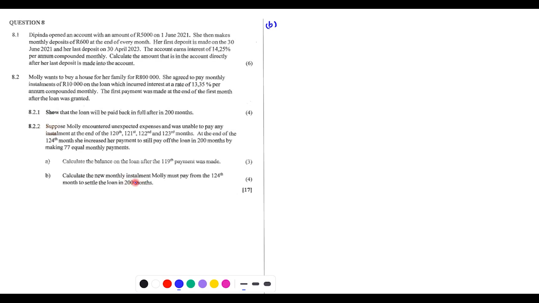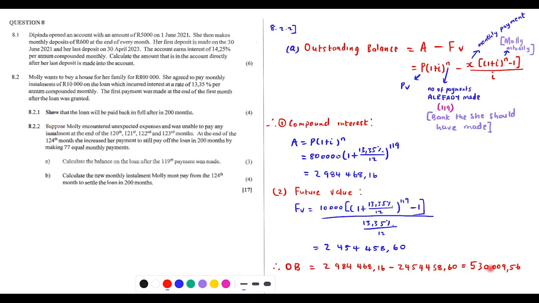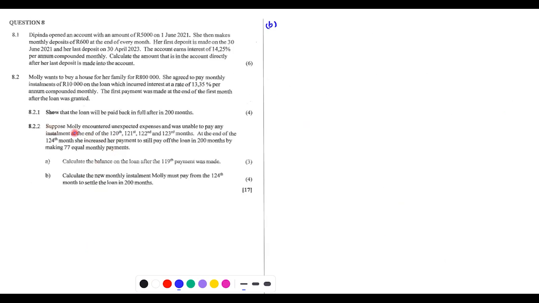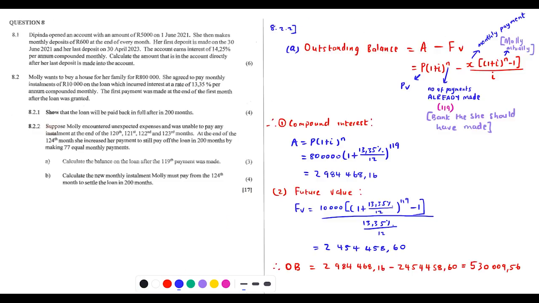So here we calculated our outstanding balance to be this amount, right? So this was up until the 119th payment, but then Molly skipped 1, 2, 3, 4 payments. So during the time Molly was skipping the 4 payments, do you know how the banks roll? Let's say after the 119th payment, the outstanding balance was, let me just write this, 530, but I want to explain this so that you can understand how it works.